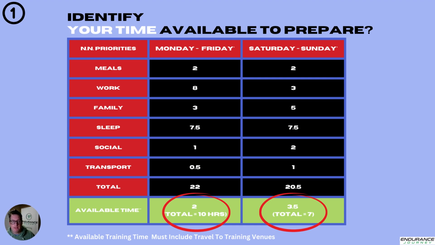The other thing to consider is you want to make sure that you include that travel time from your house or workplace to a venue. So if you're doing swimming, you need to go to a swimming venue, you've got to consider that travel time going to and from those places as well, including that in your training time.